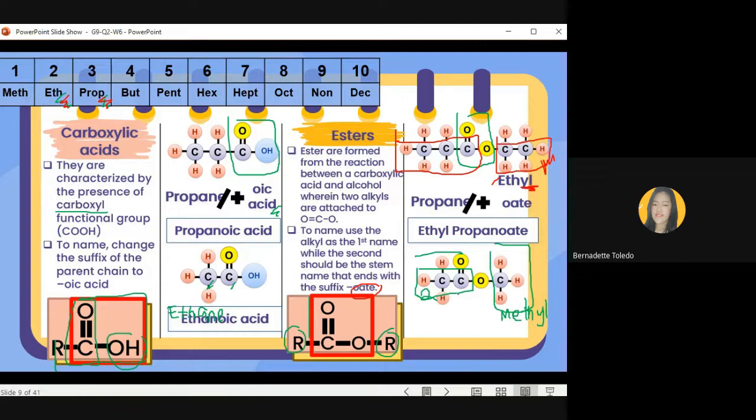And the name of the second chain is ethane. Ethane, but we will cancel out the E and we will add the suffix here, and the name of this compound is methyl ethanoate. Ayan. So that's how you will name esters.